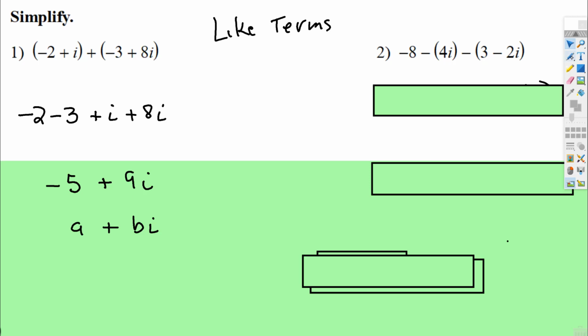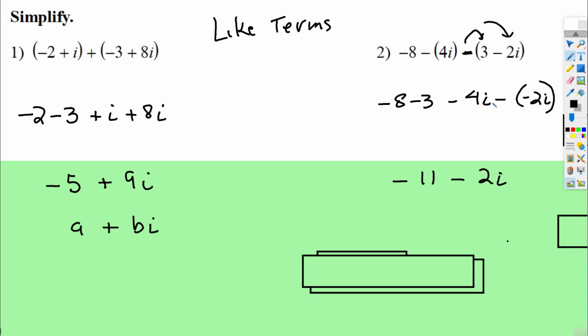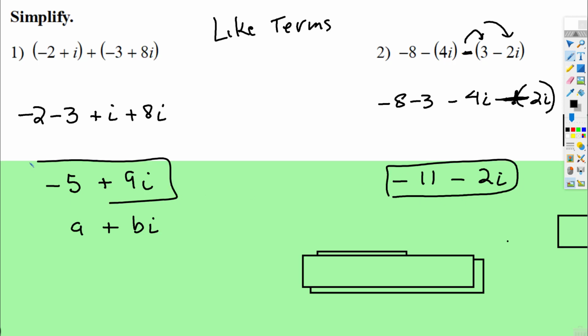When we subtract, remember when you subtract on the outside of parentheses, you distribute that subtract sign to both numbers. So we have -8 subtract -3, and then -4i subtract -2i. And remember, subtract a negative is like adding a positive. So -4i plus 2i is -2i. All right, so these are the two results.